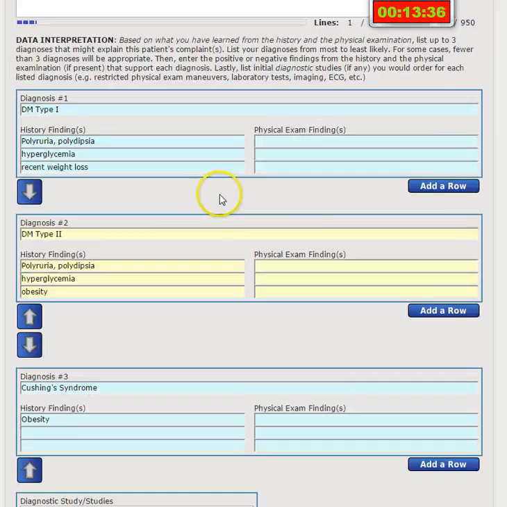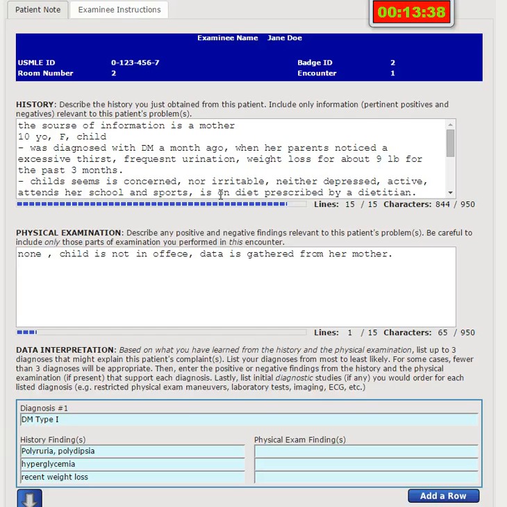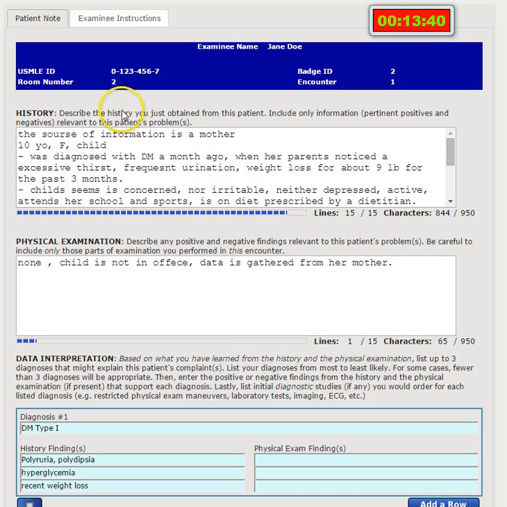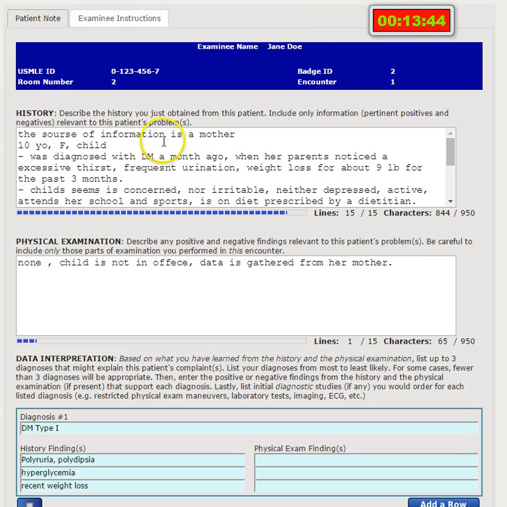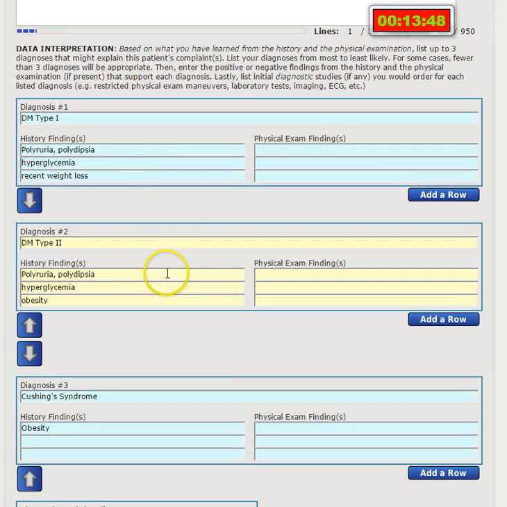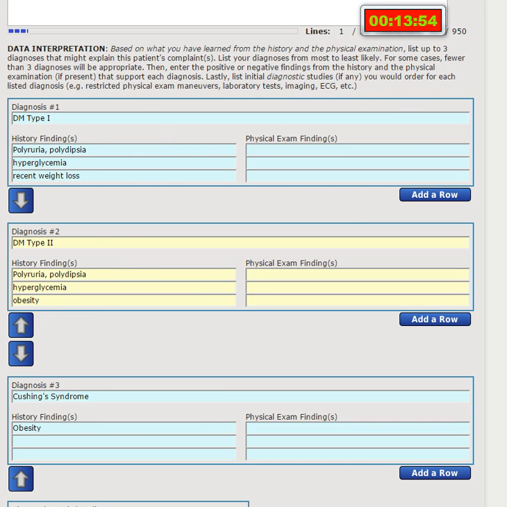Basically, that's it. Thank you very much. The case 6 is over. It's about a mother and child with diabetes mellitus, not specified in the mother's conversation, but we will have to diagnose it as type 1 or type 2, as shown here. Thank you very much.